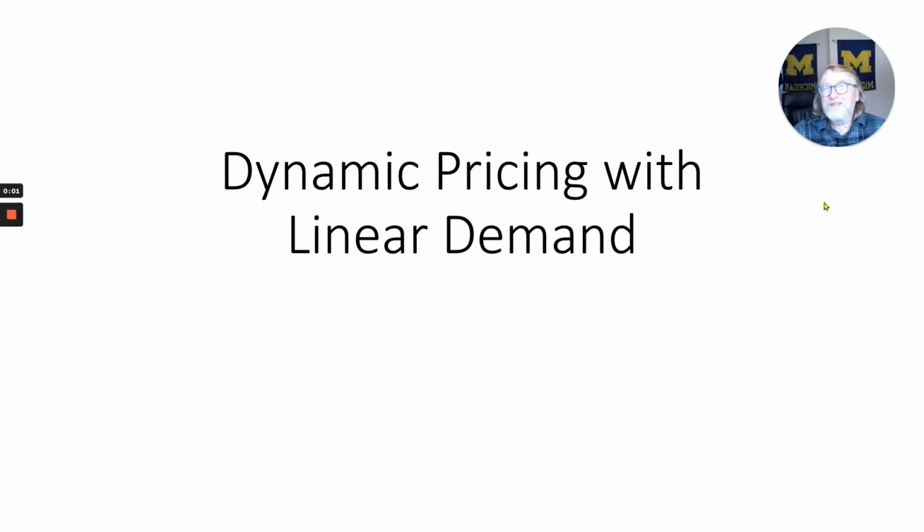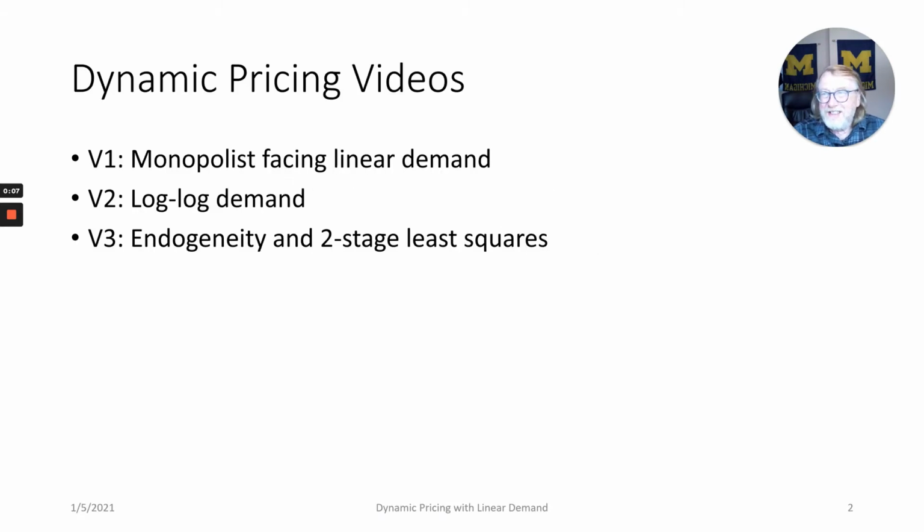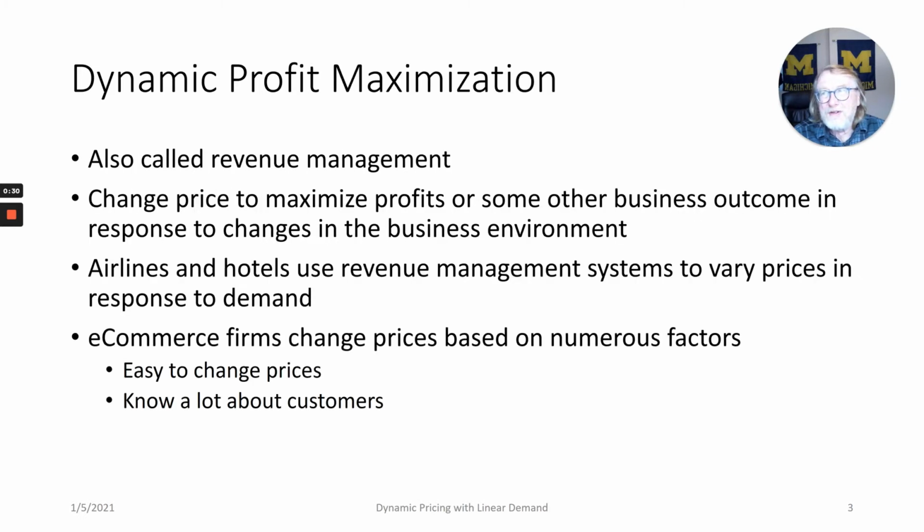This video looks at dynamic pricing when demand is linear in price. And this is the first of 3 videos. Again, this is linear demand. Later on, we'll take a look at a more realistic demand function, which is the log-log demand. And then the third video is a cautionary tale about what can go wrong. It's called endogeneity. And one solution to it is 2-stage least squares.